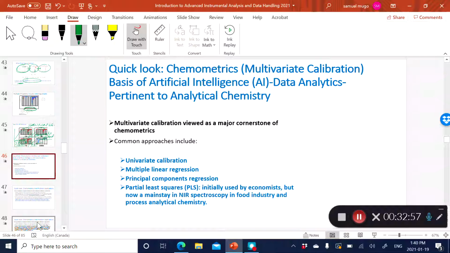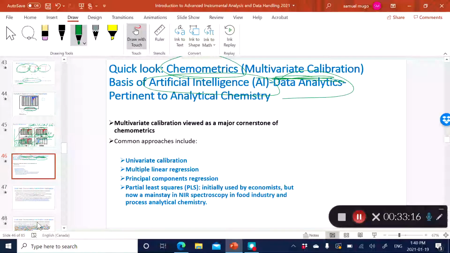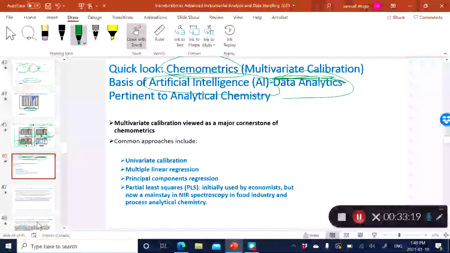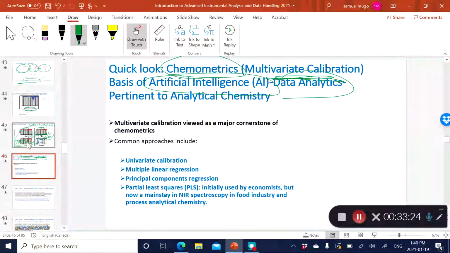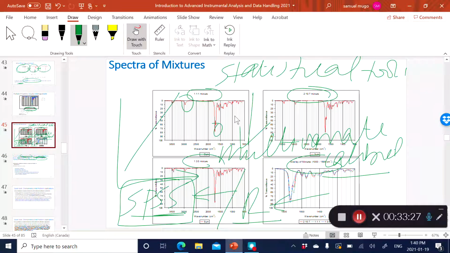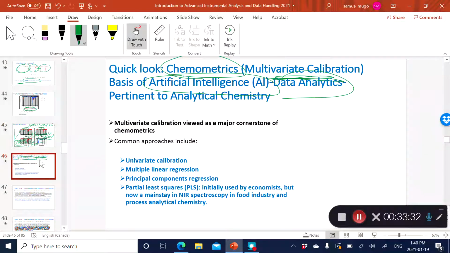Now take note of this. Sometimes we call multivariate regression in analytical chemistry chemometrics. And it's actually the basis of artificial intelligence, or what you refer to as data analytics, which is a very, very common thing in our age now, which is how do you get the most useful information out of very, very complex data, like I've tried to show you in the previous slide. And of course, most of this is not as complicated. They can get a lot more complicated.